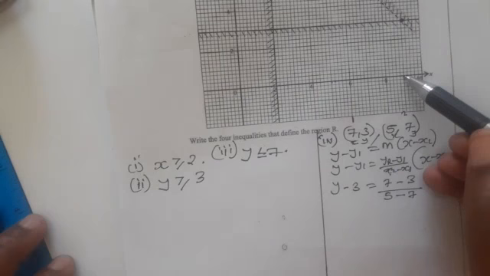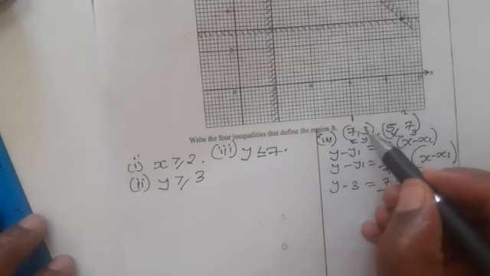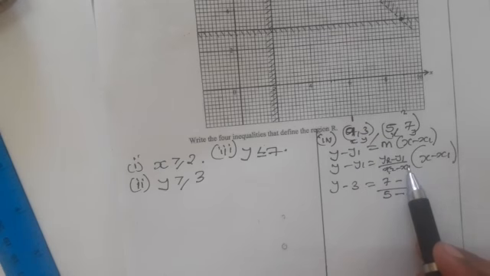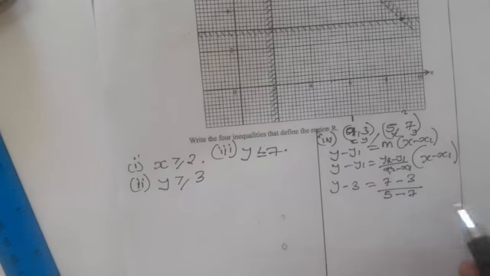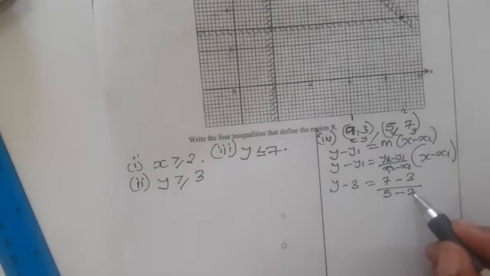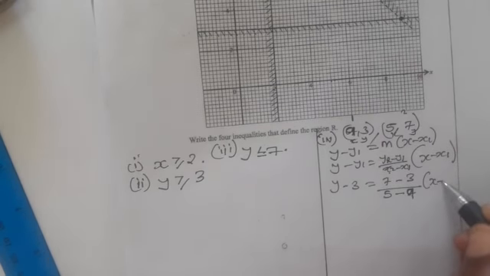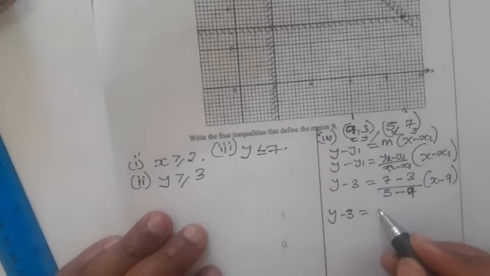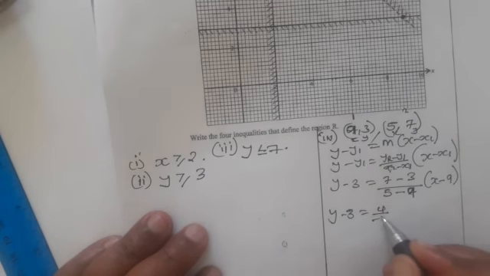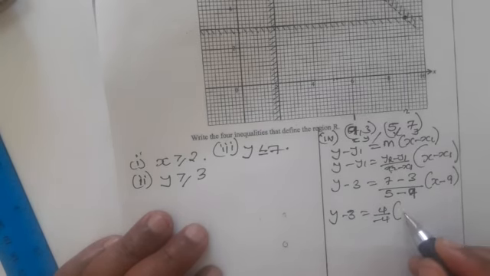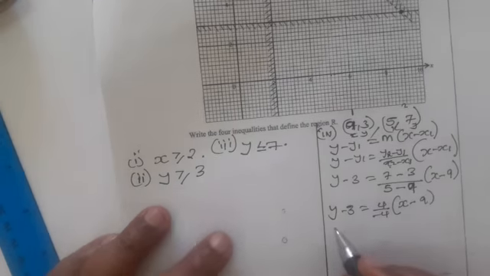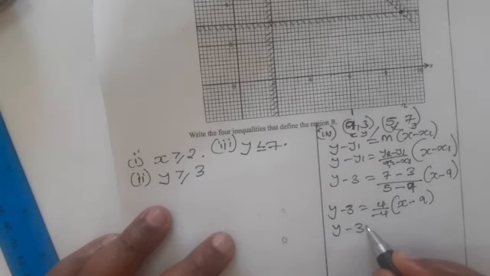Please take note, this point is 9. So this should be 9,3. So meaning that our x1 is going to be 9. So x minus my x1 is 9. So say y minus 3, this is 4 and this is negative 4. This is x minus 9. So y minus 3.